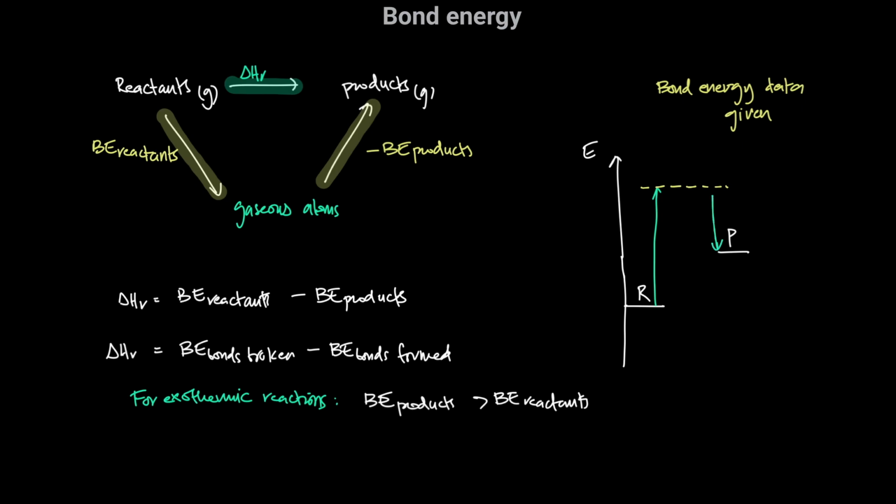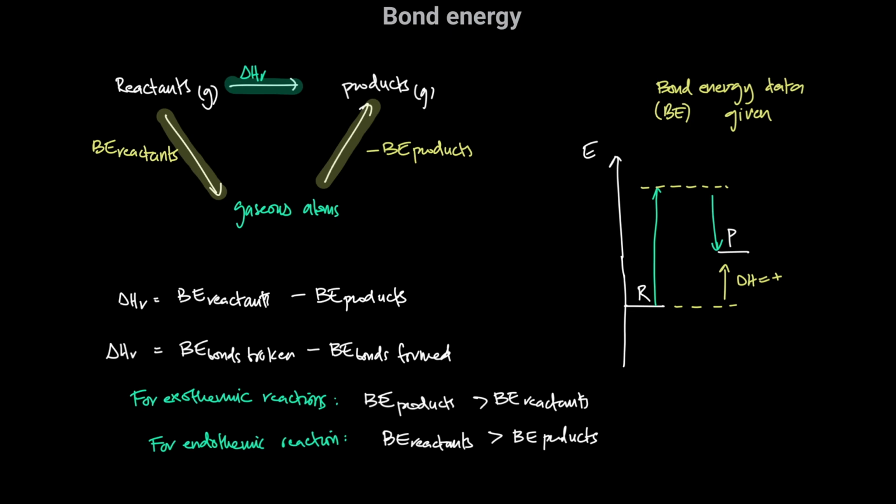And for endothermic reactions, we can say that the energy needed to break the bonds in the reactants was greater than the energy released when bonds formed in the products. So we can say for endothermic reactions, the bond energy of the reactants is greater than the bond energy of the products. Here, of course, BE just stands for bond energy.